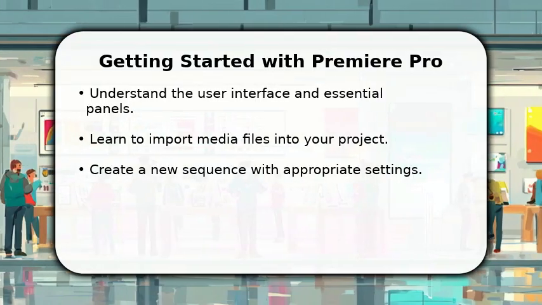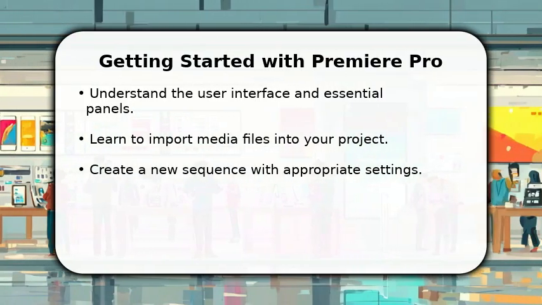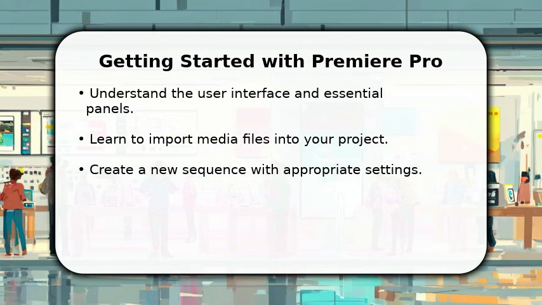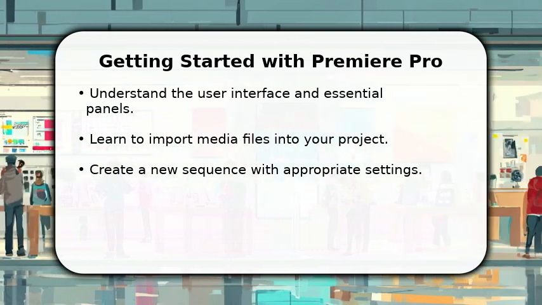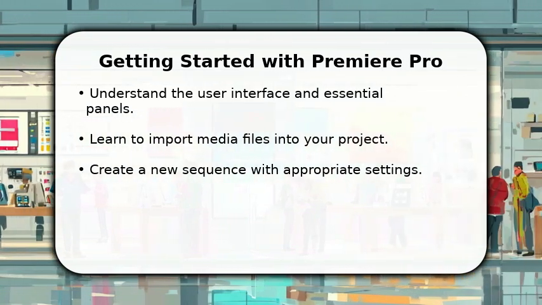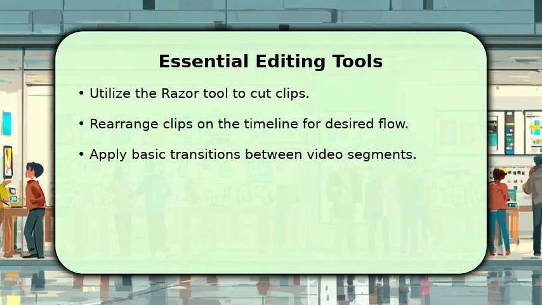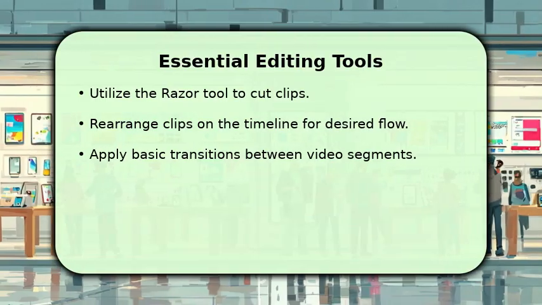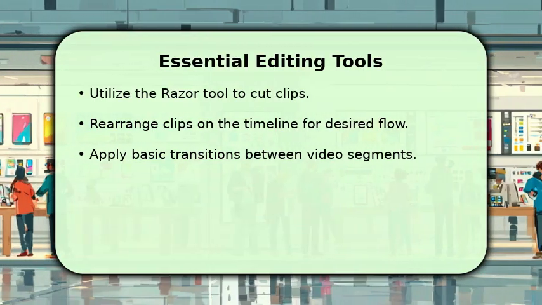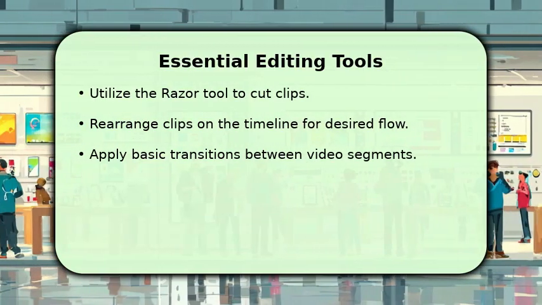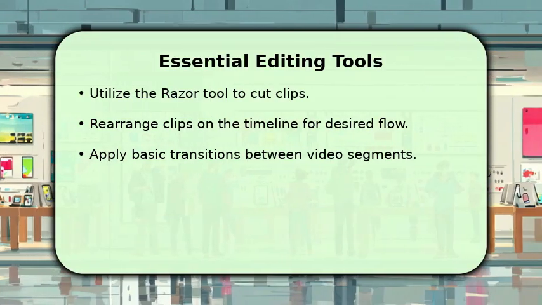Then, create a new sequence, perhaps with a common setting like 1920 by 1080 pixels at 24 frames per second, to start building your video. Now let's dive into basic editing. Use the Razor tool, shortcut C, to make precise cuts in your clips on the timeline. You can then select and drag clips to rearrange them, creating the narrative flow you desire.